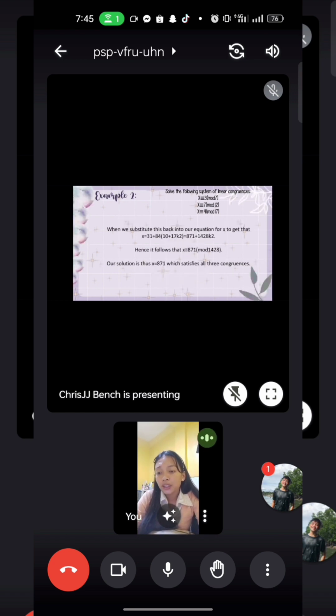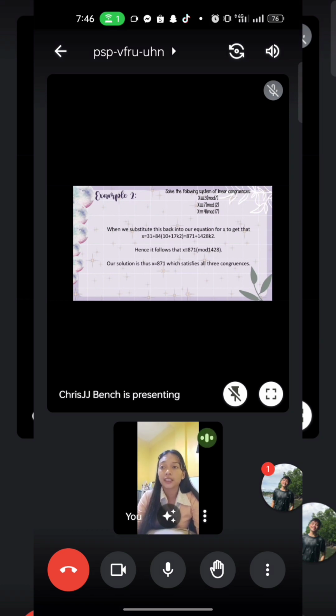And when we substitute this back into our equation for x, we get that x is equal to 31 plus 84 times 10 plus 17k2, which is equal to 871 plus 1428k2. Hence, it follows that x is congruent to 871 mod 1428. So our solution is thus x is equal to 871, which satisfies all three congruences.